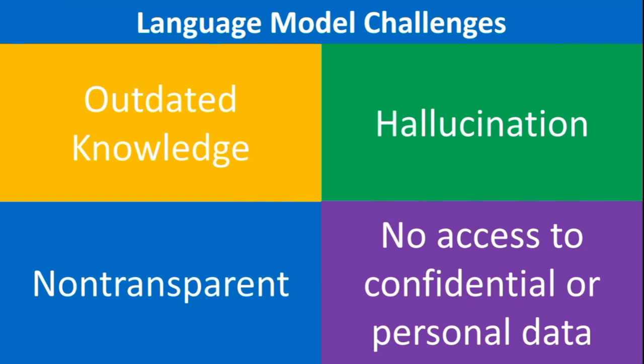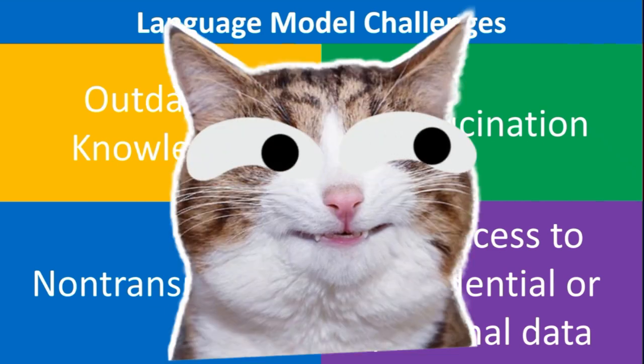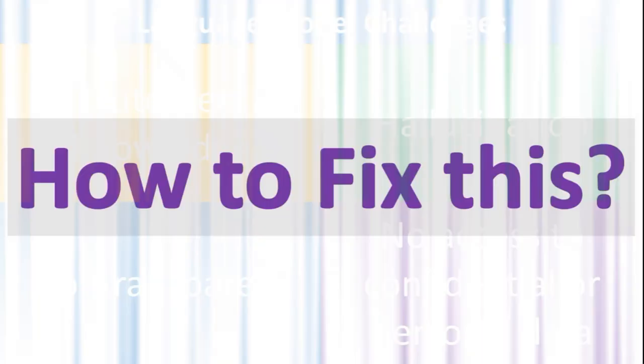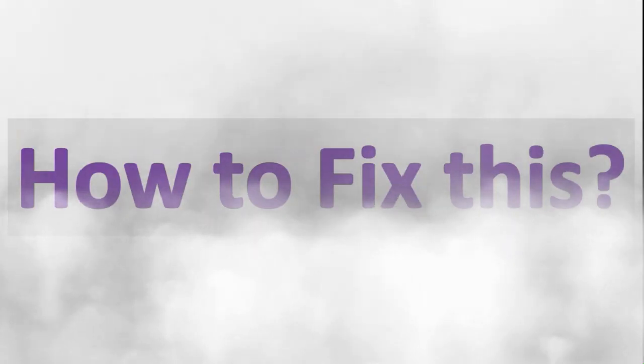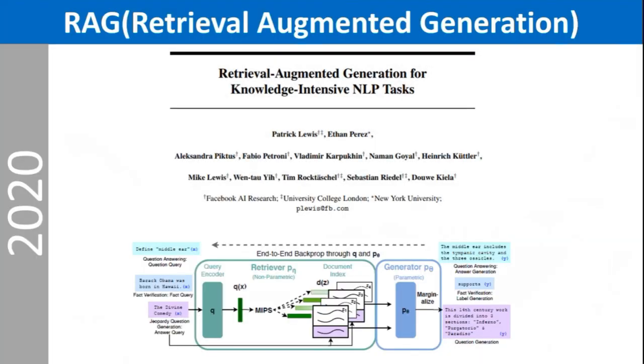All these challenges, in a way, are related to the knowledge the model has or the data the model is trained on. So the question is how to fix these challenges. In 2020, a group of researchers at Meta, along with University College London and New York University, published this paper called Retrieval-Augmented Generation, also called RAG, for knowledge-intensive tasks.